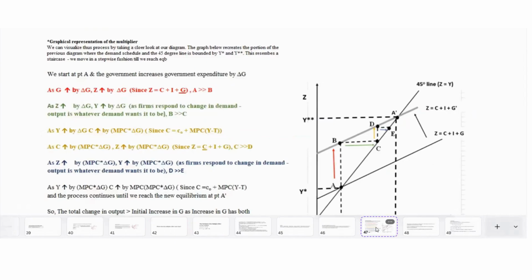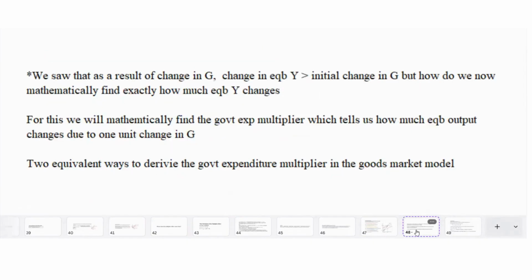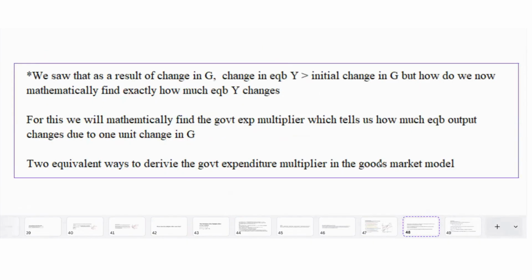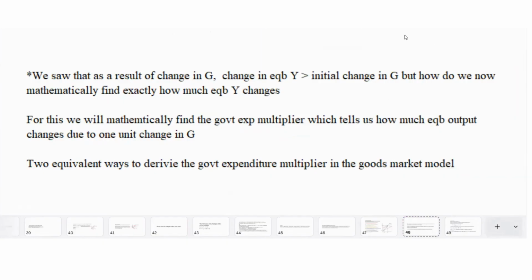Then we looked at a graphical representation of the multiplier effect, according to which when you change government spending, you have a larger effect on equilibrium output. So we saw that as a result of change in G, change in equilibrium Y is greater than the initial change in G. We discussed the mechanism and the graphical representation of the multiplier effect.